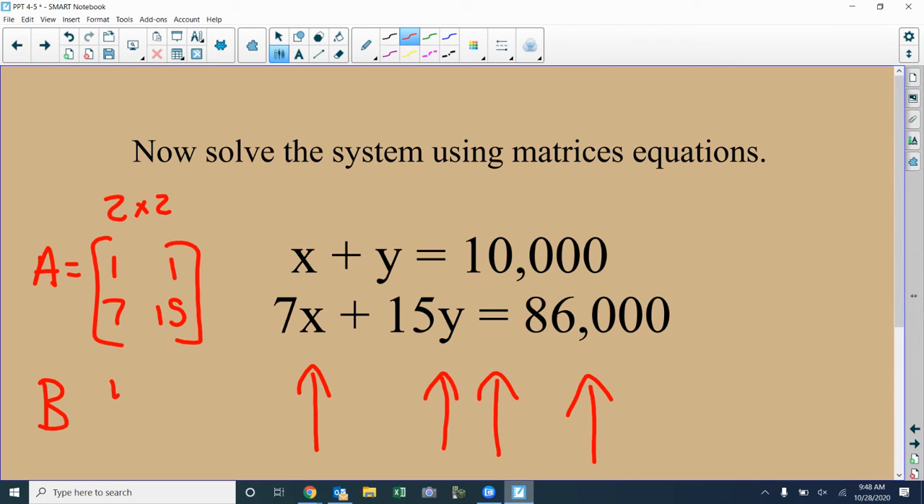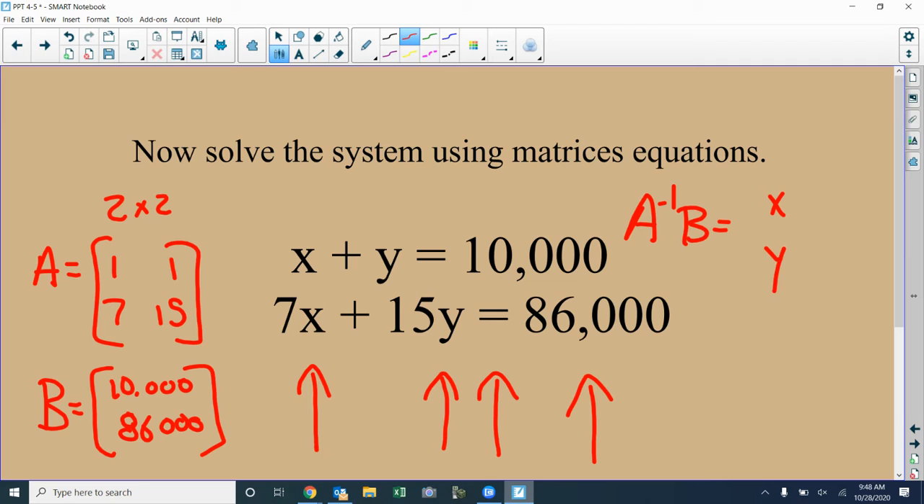My B, 10,000, 86,000. There's no negatives in here, so you can't mess up there, but where do you mess up? You forget to take the inverse. So you're gonna take A inverse times B. Your X will be on top, your Y will be on the bottom.